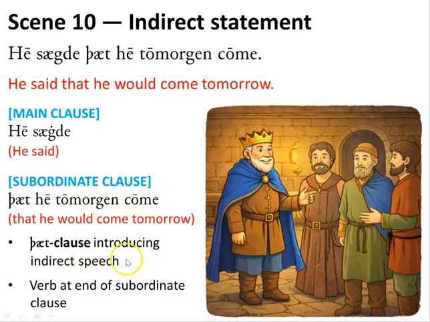So the that clause introducing indirect speech, sorry. Verb at end of the subordinate clause. Notice in the subordinate clause, because the that is also a subordinating conjunction, so that introduces a subordinate clause, a clause that cannot stand as a full sentence. Okay, so it's a clause. The that introducing a subordinate clause. Whenever you see that, that's what happens.